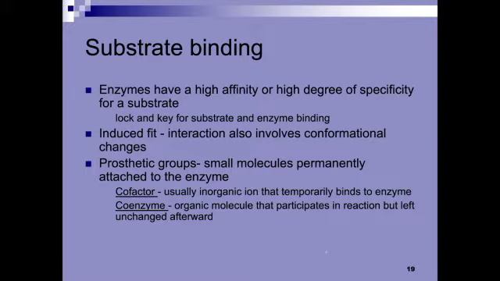A prosthetic group is when an enzyme has an additional molecule attached to it, usually permanently, in order for that enzyme to carry out a reaction. An example of this would be iron bound to hemoglobin. There are two different types of prosthetic groups that occur on enzymes. The first are cofactors. Cofactors are inorganic ions, such as the iron bound to hemoglobin. A coenzyme would be an organic molecule that might participate in a reaction, but just like the enzyme, it'll be left unchanged after the reaction.